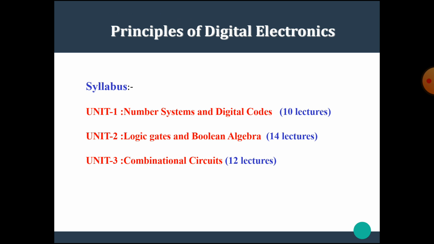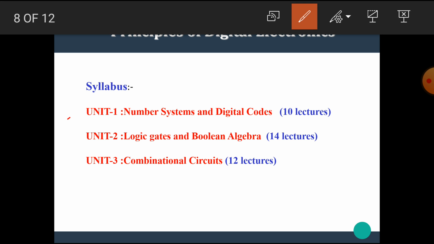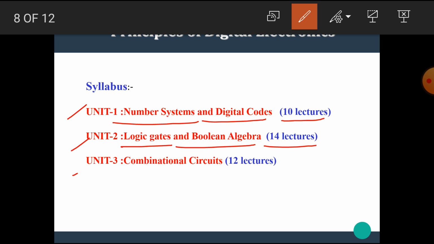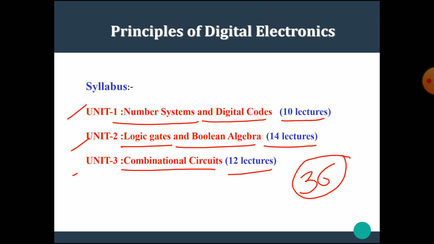The syllabus of this subject consists of a total of 3 units. Unit first is Number Systems and Digital Codes, which is for 10 theory lectures. The name of unit second is Logic Gates and Boolean Algebra, which is for 14 theory lectures. And the name of unit third is Combinational Circuits, which is for 12 theory lectures. That means this subject is also allotted 36 theory lectures.